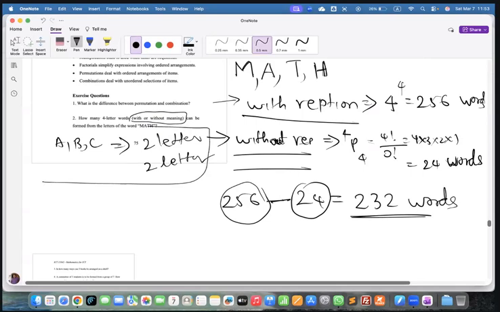Try this. With repetition, how many 2-letter words? Without repetition, how many 2-letter words? Then you can write all the words with repetition and without repetition. Then you can subtract, and easily find out how many words contain repeated letters, right?